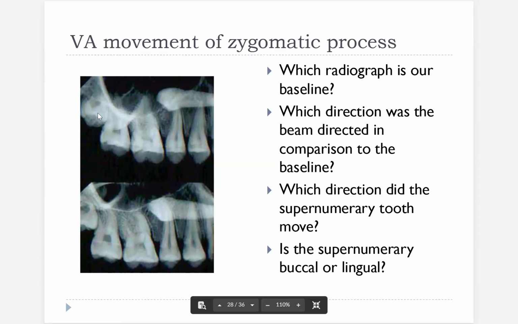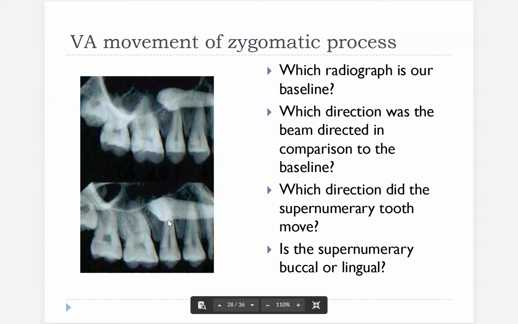So one thing we know is that it steepened, the angle became more steep. So it went from being more flat to more steep. If the vertical angulation moved, basically the beam moved down more, then we would expect this tooth to also move down if it is a buccal impacted canine. But if it's a lingually impacted canine, we would anticipate it to move up.